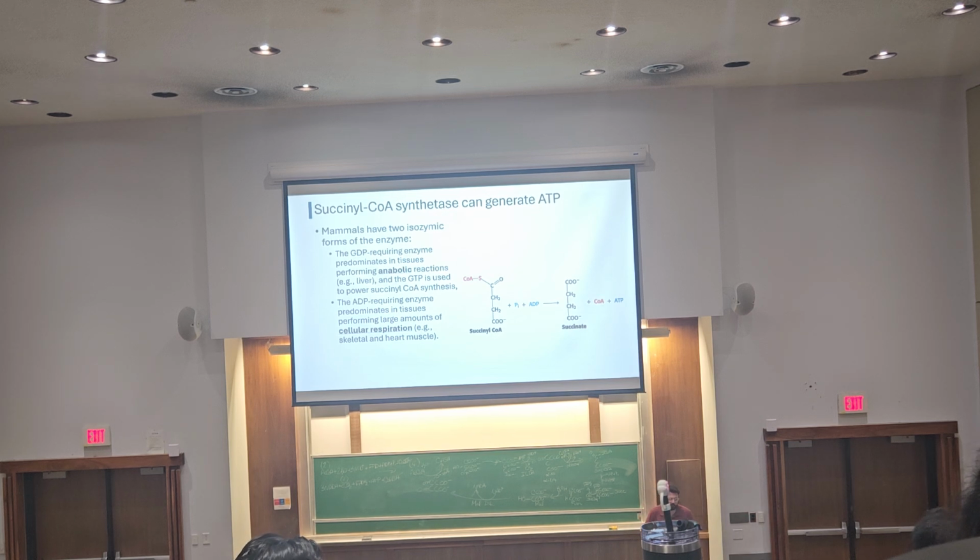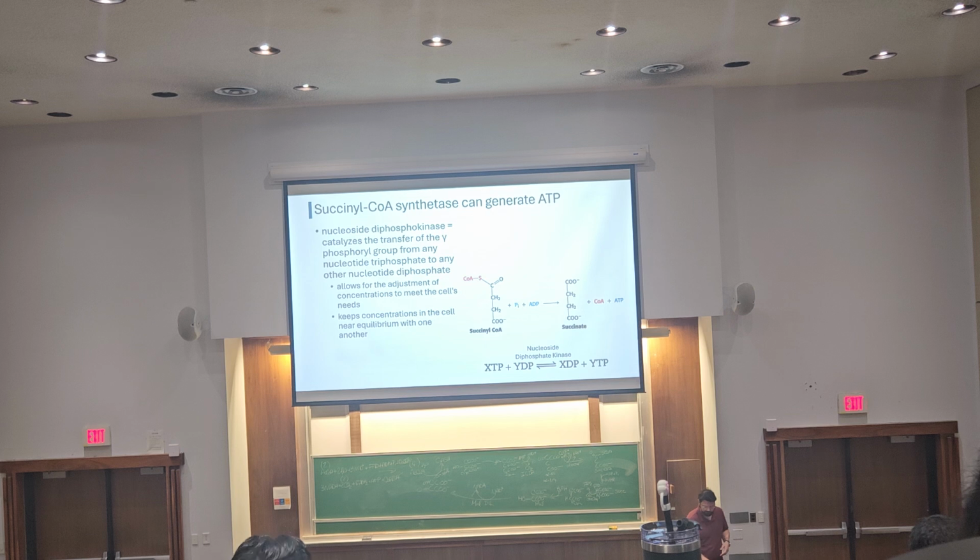Right? And this isoform uses ADP to form ATP, right? So let's just be careful. Now, it turns out it doesn't really matter, okay? Due to this enzyme here, nucleoside diphosphate kinase. And nucleoside diphosphate kinase simply is able to convert nucleoside diphosphates into a nucleoside triphosphate using another nucleoside triphosphate.